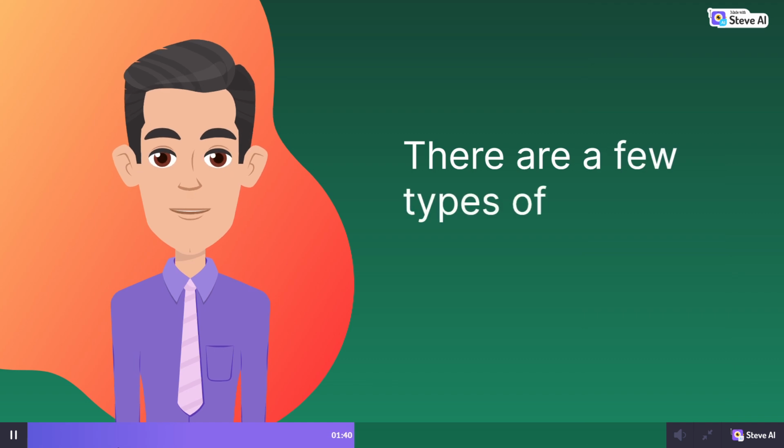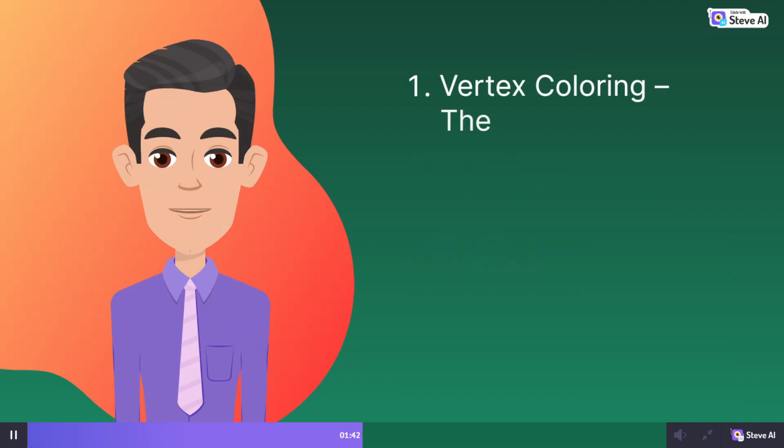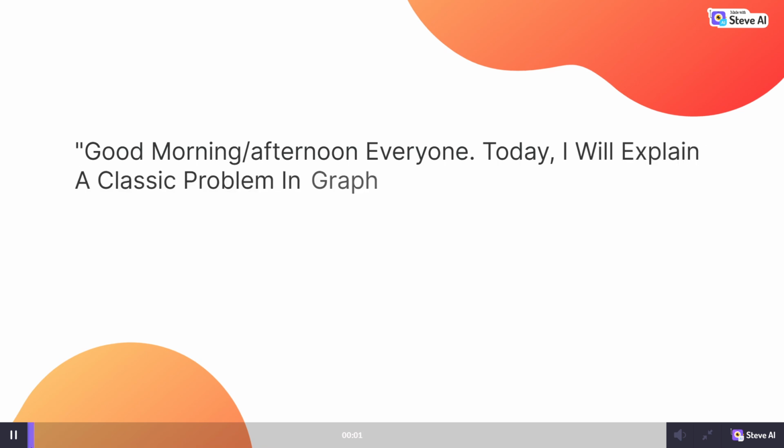A few types of graph coloring problems. Vertex coloring.